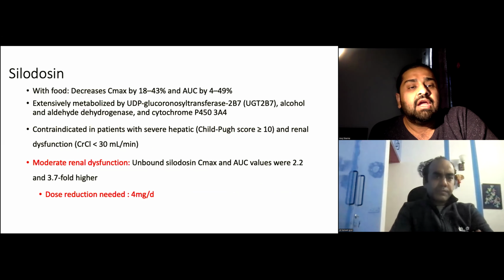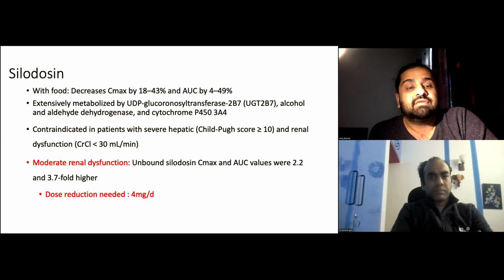Regarding silodosin, as I had discussed, it has a faster onset of action. It also has various cytokine and UDP glucuronosyltransferase activity inhibition. So it is contraindicated again only in patients with severe renal dysfunction. In patients with moderate renal dysfunction, we can either switch them to tamsulosin or do a dose reduction to 4 milligrams.